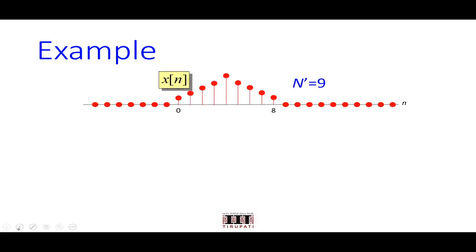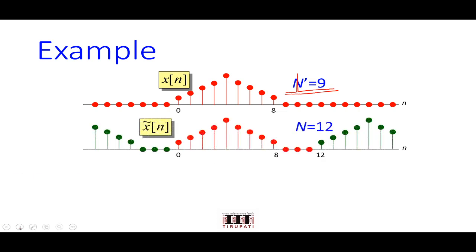Let's say this is your x of n of finite length 9. How are you getting x tilde of n? Now assume you have taken 12 uniform samples of it. So the delta impulse train would keep the next copy at 12. This is the next copy placed. Similarly, on both sides the copies are placed. This is another copy that is placed. That's your x tilde of n.